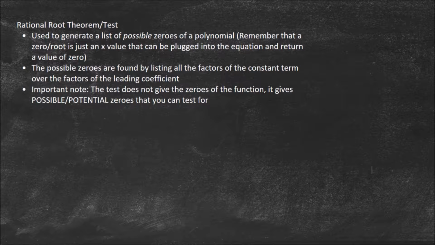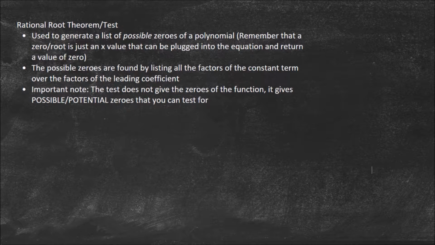So the possible roots are found by listing all the factors of the constant term over the factors of the leading coefficient, and that's what the rational root theorem says. The second bullet point is the definition of the rational root theorem. And the really important thing to notice is that the test does not give you the zeros of the function. It gives you a list of possible zeros that you can test for yourself.